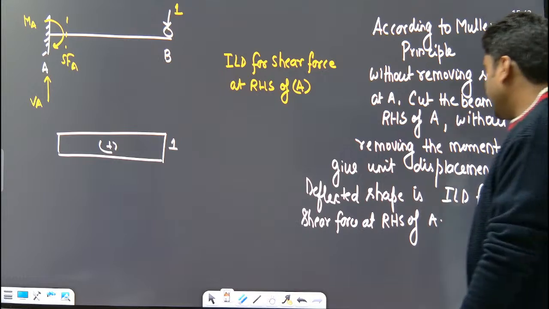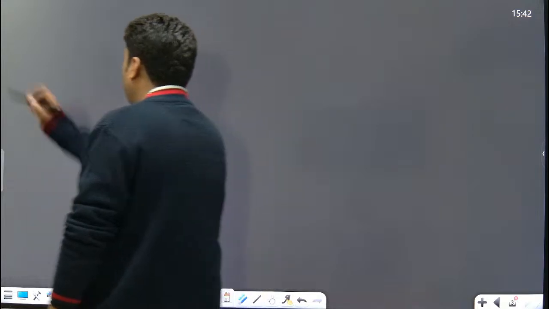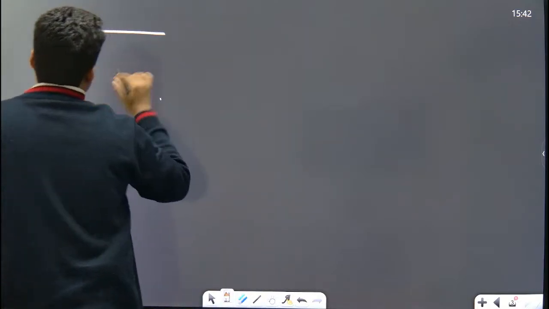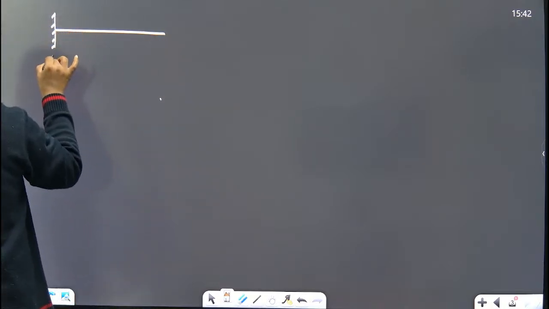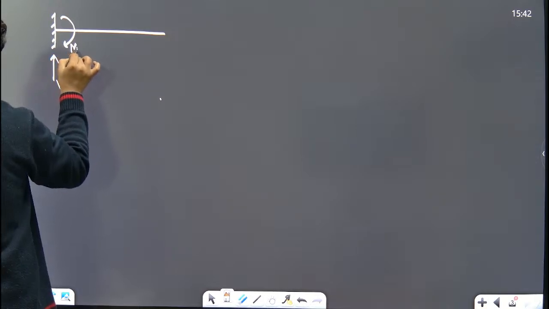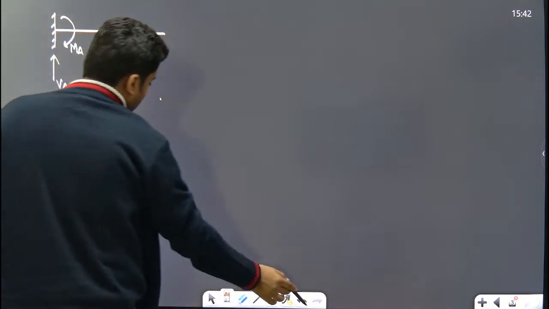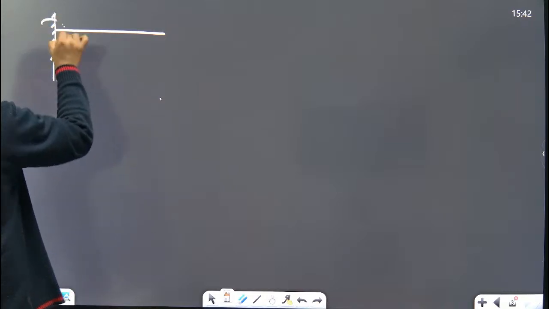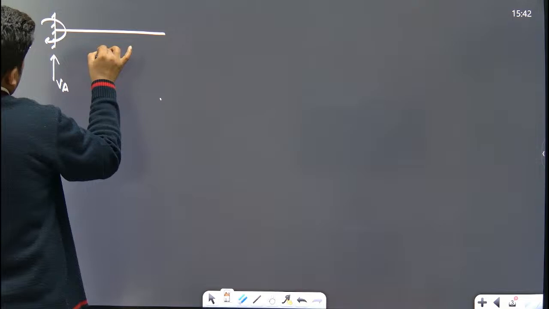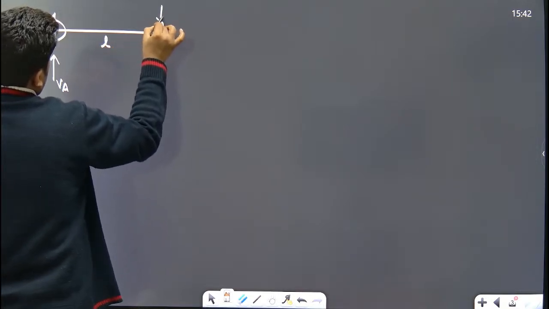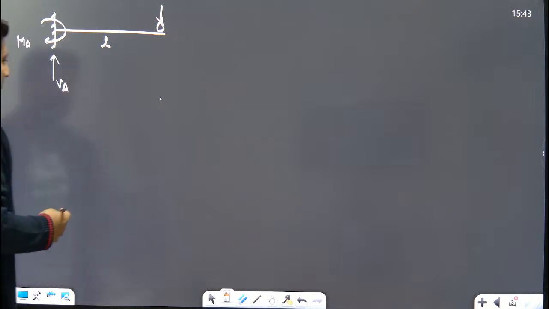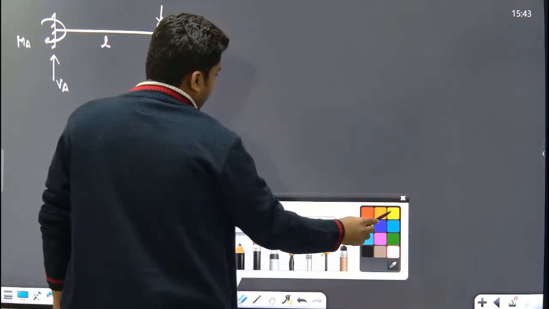Next, third concept for cantilever beam. This is a cantilever beam, this is reaction VA, and this is bending moment MA. The length of the beam is L. Unit load. Clear? ILD for bending moment at A.